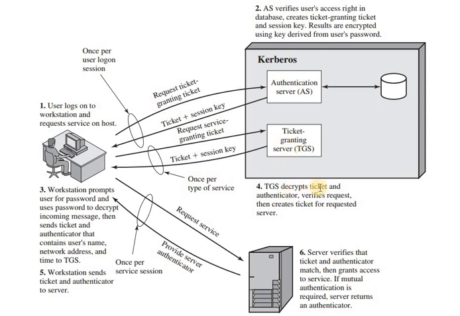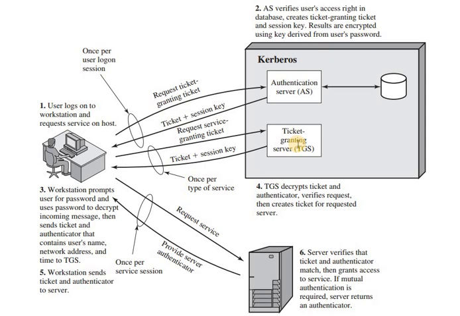So as I said, it decrypts the ticket and the authenticator and verifies the request. In other words, it checks that the values in the ticket and authenticator match, then creates a ticket for the request server, in other words, the service granting ticket. In addition to the ticket, it sends a session key for the client and the server, like the AS sends a session key for the client and for the TGS.